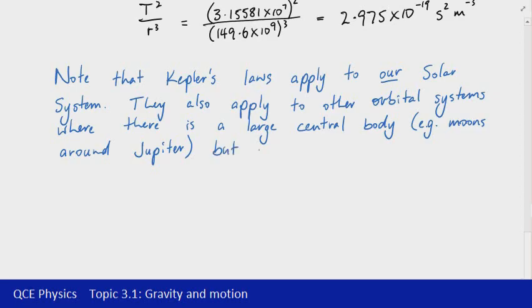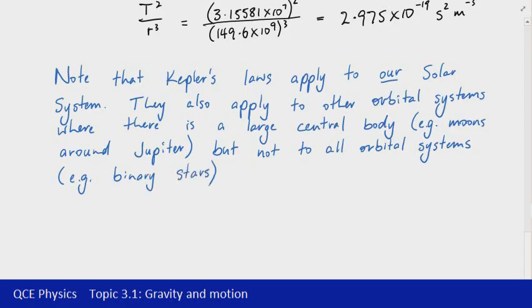However, it doesn't apply to all orbital systems. A great example of where Kepler's laws don't work would be a system where you don't have that large central mass, and that would be something like a binary star. Where you've got two stars that are orbiting each other, then Kepler's first, second and third laws don't apply quite as simply. You can extend it a little bit further, make them a little bit more involved, but that's a bit outside the scope of this particular course. All you need to worry about is how Kepler's laws of motion apply to our solar system.